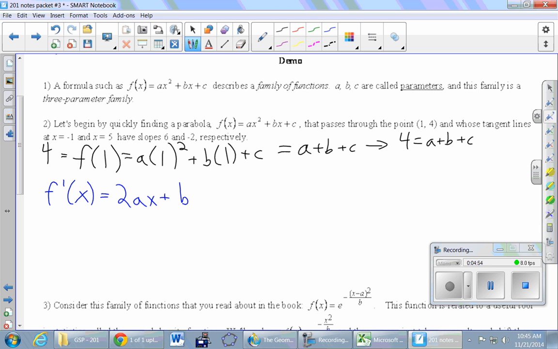And we have the slopes at -1 and 5. And so what that means is that f prime of -1 is definitely equal to 6, because it says the slope at -1 is 6. And it also means that f prime of 5 is equal to -2.